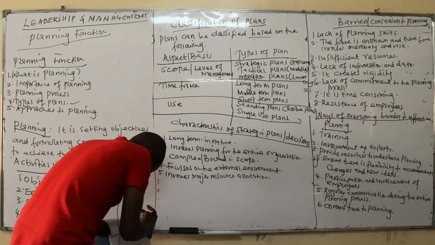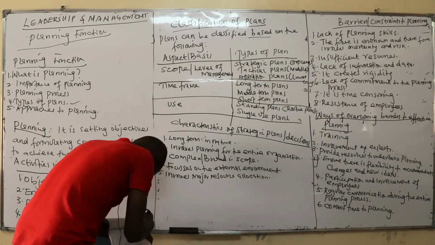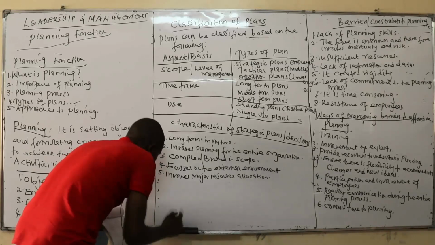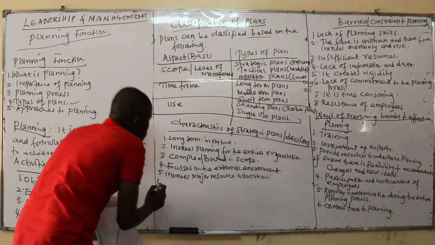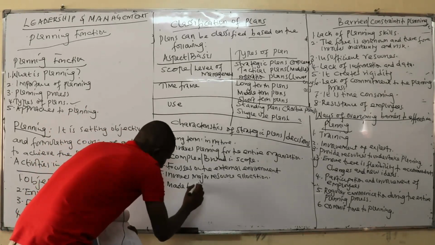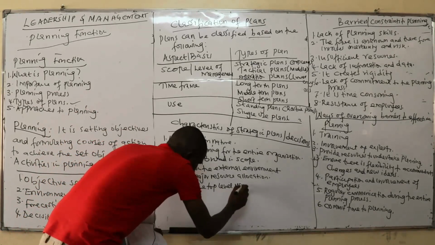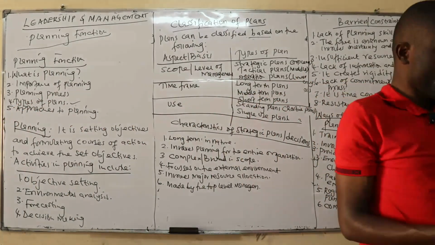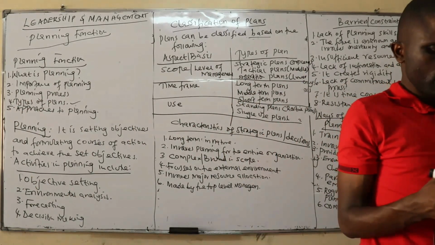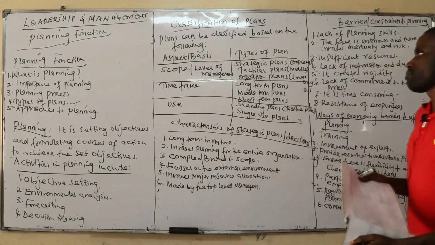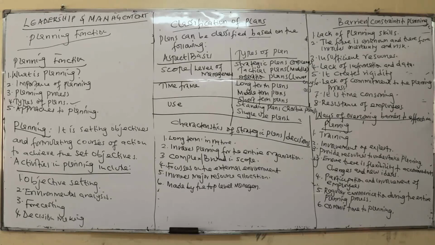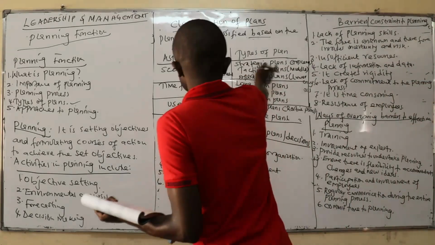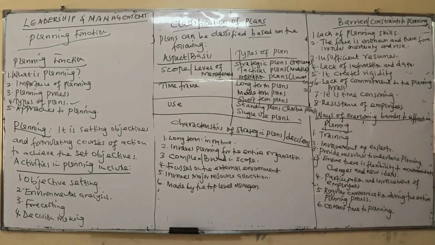Then, they are made by the top level managers, made at the top level of the organization. So they are made at the top level management. So we can even draw a table here and now distinguish between strategic plans, tactical plans, and operational plans. And I want to draw it here because this space is a bit wide. So I hope you finished writing those characteristics.